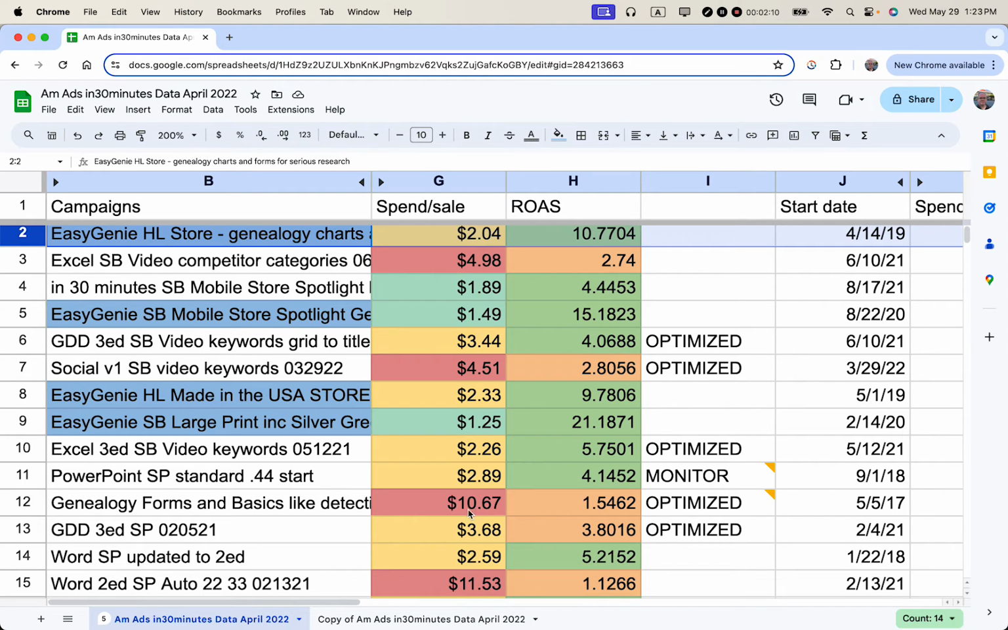I'm probably going to, actually, I remember this particular campaign. I let it run for a while because it had some pretty unique artwork that I couldn't duplicate in a new campaign. So I let it run for quite a bit, but eventually I turned it off. There's another one down here where the spend per sale is just too much. You can also do this in your head.